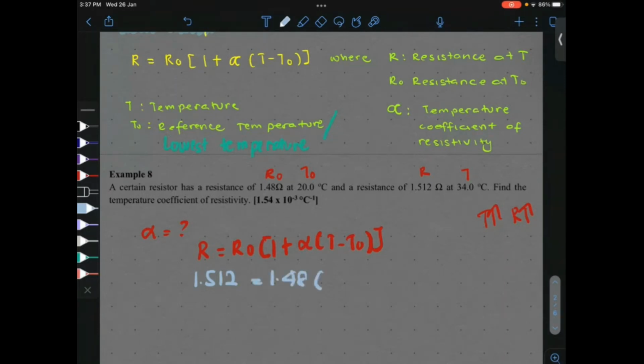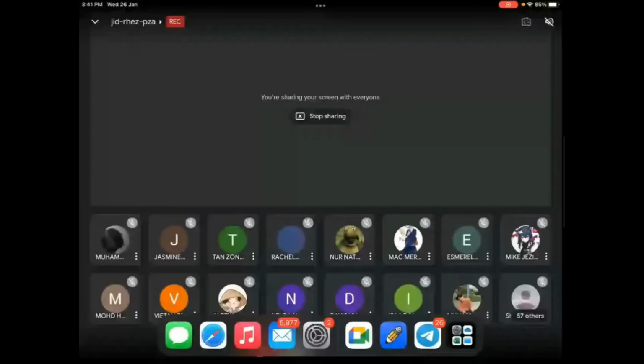The lowest temperature is your T naught here. Okay, lowest temperature adalah T naught kamu. So for that particular temperature, R dia akan jadi R naught. 1 plus alpha, this is what we are looking for. T adalah 30. So where were we tadi? Oh, we were discussing the question.